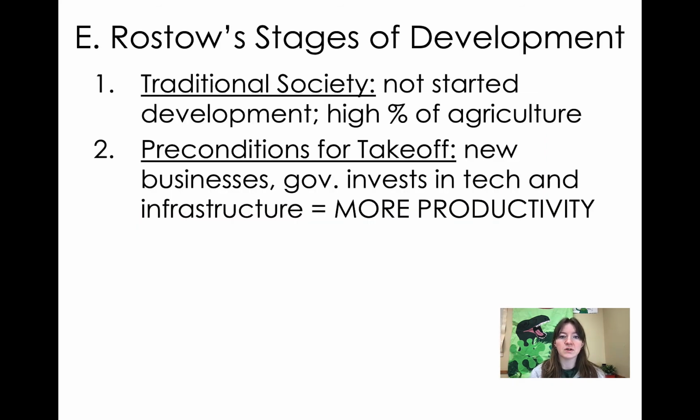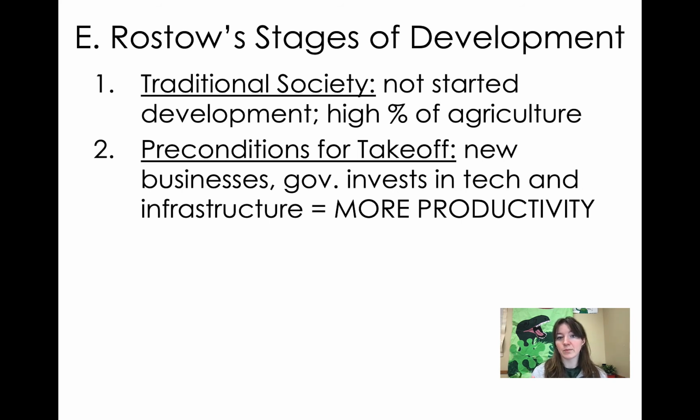So then we're going to move on to look at Rostow's stages of development. And Rostow is a step system model where we look at societies as they develop, the ways in which they would develop. So we start out with a traditional society. This is a society that has not started development. They would have a very high percentage of agriculture and basically not really be doing a whole lot of anything else. Anything that they do is extremely rudimentary. There is little technology going on with it, and it's really just considered very basic.